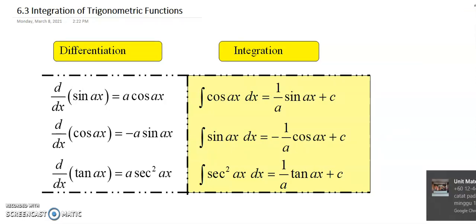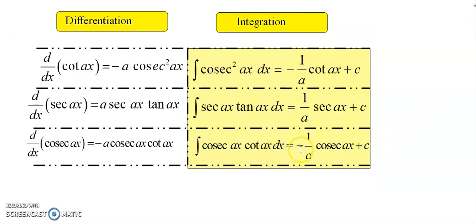Now we proceed to a few examples. There are three more formulas that you need to know. Differentiate the cotangent ax, you get negative a cosecant square ax. Meaning that when you integrate cosecant square ax, you will get negative 1 over a cotangent ax.